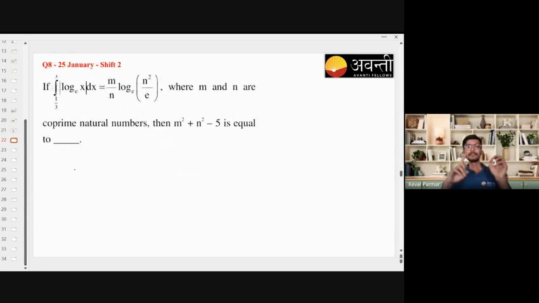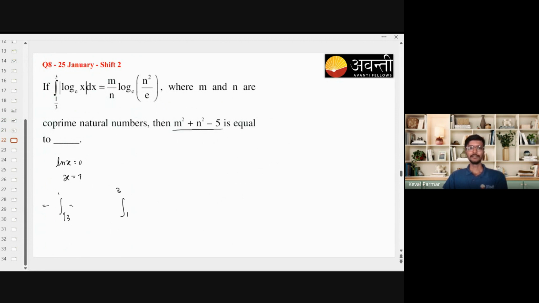Yeah, this is a nice question. We are given the value of the integration and we are asked to find m square plus n square minus 1. Now see, log x. So when there is mod of log x, we'll take ln x equals 0. So we'll get x equals 1. So you have to split the integral at 1, so 1 by 3 to 1 and 1 to 3.